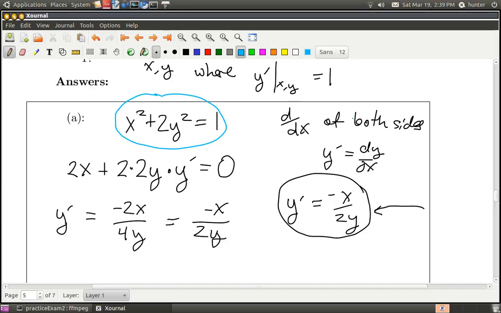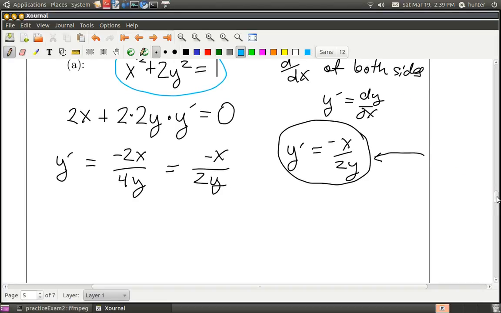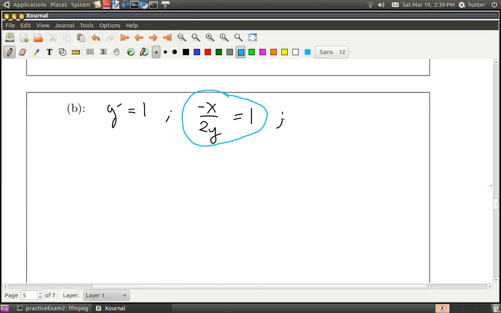Okay, so that will give me an equation in one variable which I will solve, and then that will put us pretty close to knowing the answer. So I'm going to solve this thing for x just because it's easier. So multiply through by 2y, and I get that minus x is equal to 2y. So this means x is equal to minus 2y.